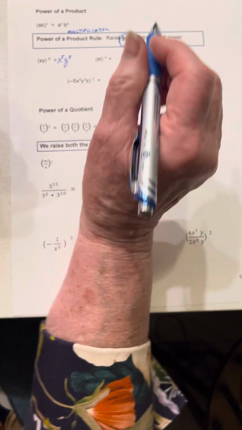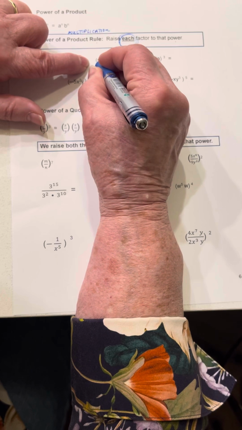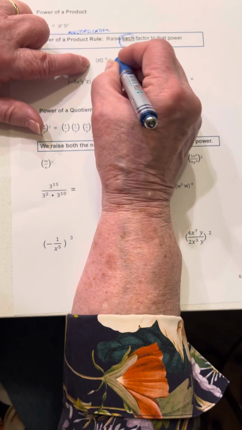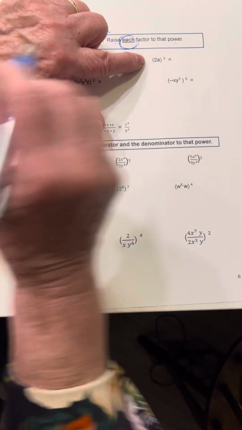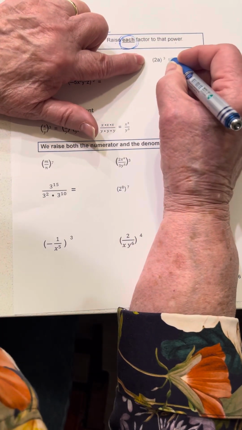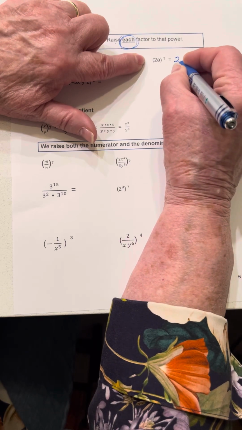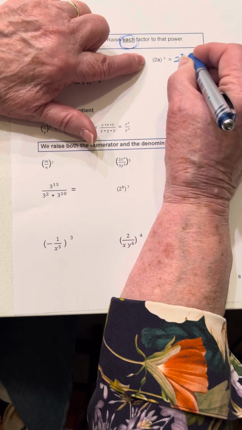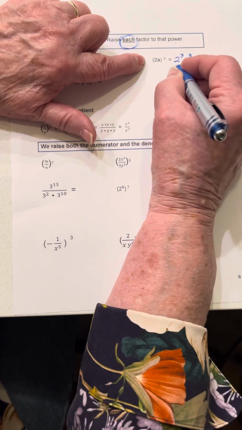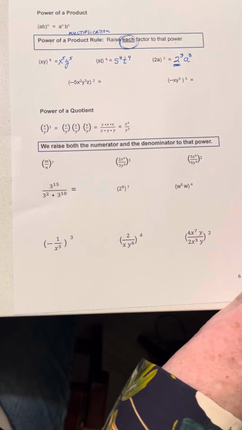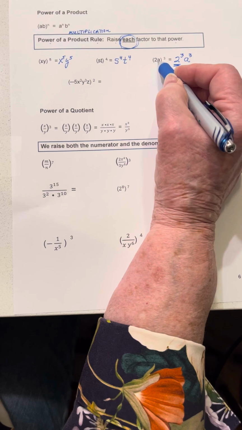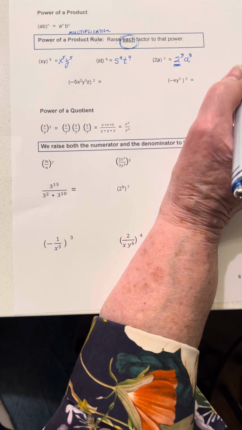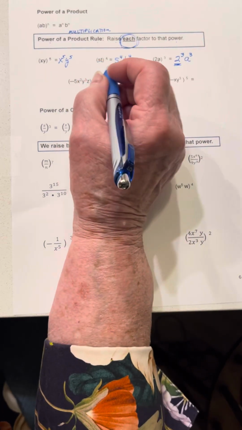Pretty easy. We have s times t to the fourth power. We'll take s to the fourth power, and then we'll take t to the fourth power. Here we have 2a taken to the third power, so we'll take 2 to the third power and a to the third power. And often, this is the part that students miss. They do the variable, but they fail to do the other factor.